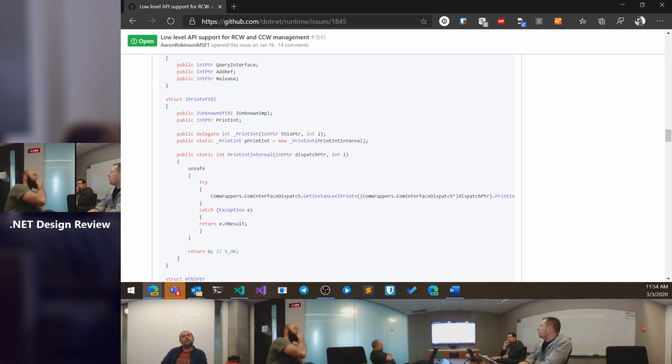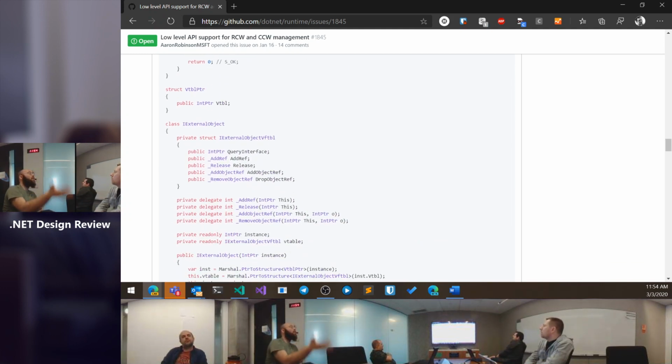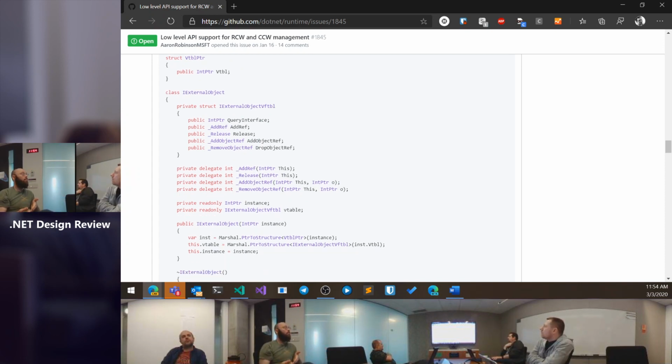So if you keep scrolling down, this is the RCW side, the IExternalObject. This is kind of the same idea. You lay out your QI, you lay out your associated tables for that object. If the IExternalObject constructor takes an IntPtr, that's from the native side. Now, the Marshal pointer to struct, that is not what we would advise to do. That is for simplicity. Those are very slow APIs, and there are optimizations that can be done. There are other ways of doing it, but that's the general gist.